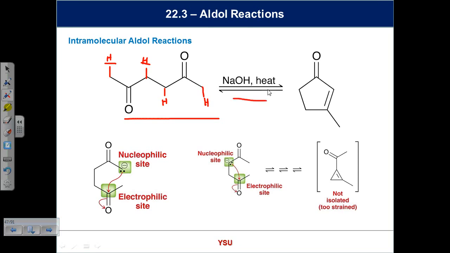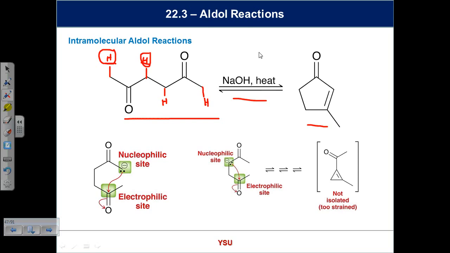And under these conditions where you heat stuff up with hydroxide, you get this cycle. Now that is powerful. That is incredibly powerful, because you've taken a very simple acyclic material and you've turned it into a framework that could be used in a natural product or a pharmaceutical. That is very, very powerful. And how we got there was the same aldol addition followed by an aldol condensation type reaction where we lose the molecule of water.